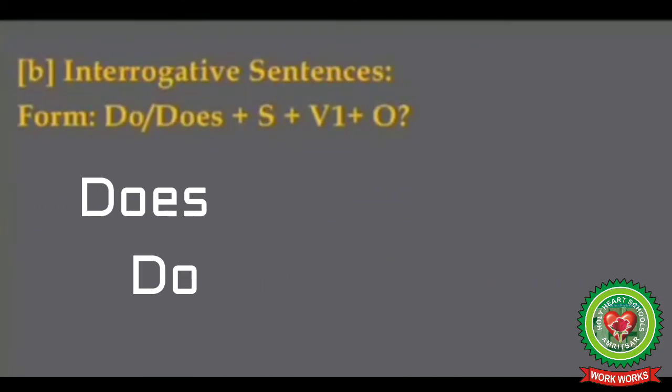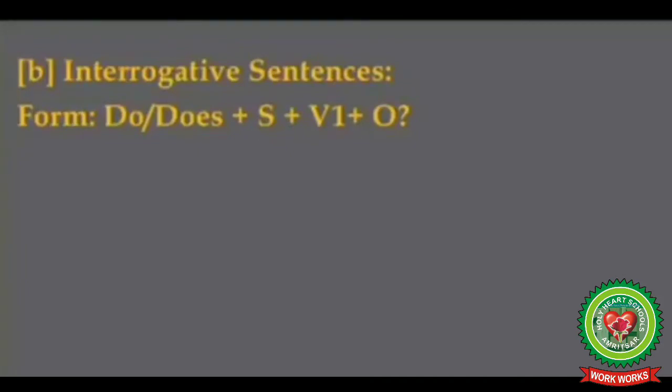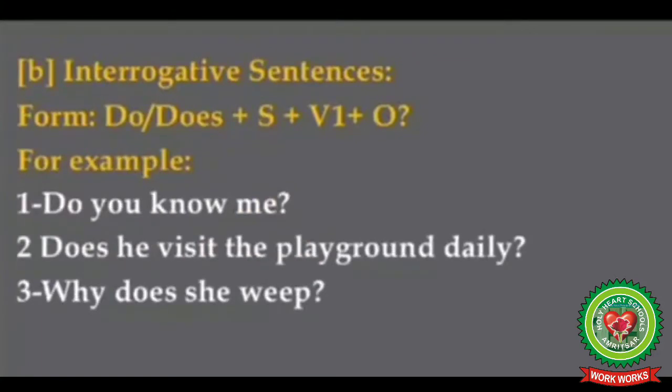So the form for the same is starting with do or does, followed by subject plus present form of the verb plus object, followed by the question mark. Please do not forget to put a question mark at the end in case of an interrogative sentence. For example, do you know me? Does he visit the playground daily? Why does she weep?